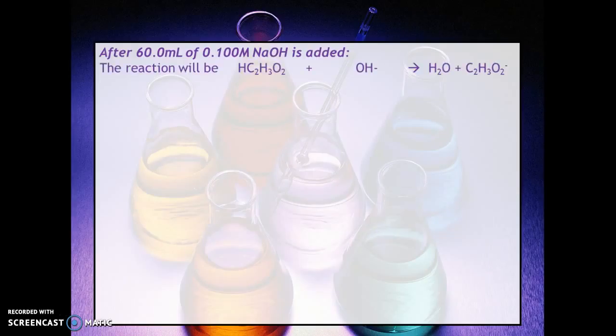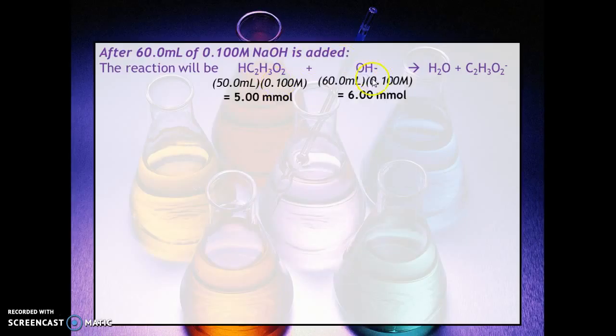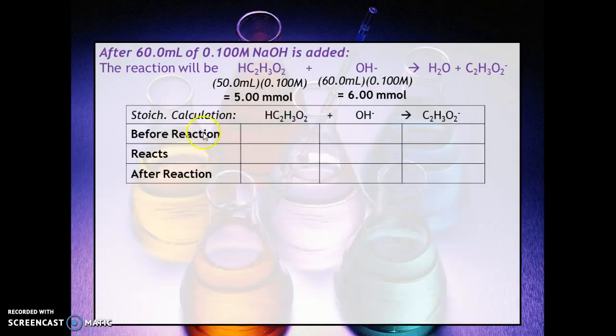What do we do? Same exact thing we've been doing. We're adding more OH negative to make it even more basic. Same process as before. Turn it into your millimoles. This over here is going to be my 60 times my 0.1 to get 6 millimoles. Plug it into my stoichiometry box, and subtract.